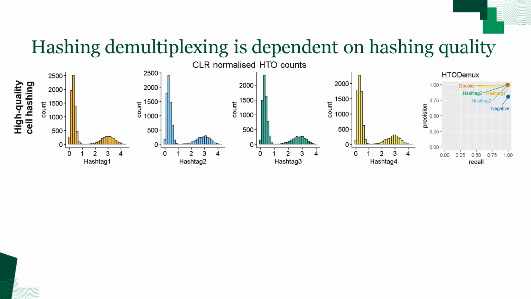So we expect the performance of hashing demultiplexing algorithms to be dependent on the hashing quality. So here we've simulated some hashing data for 4 groups, hashtag 1, 2, 3, 4, as well as some doublets and negatives. We can tell it's quite good quality data because we see very good separation between the signal and background distribution. We applied HTODemux, a popular demultiplexing algorithm, here, and we see really good precision and recall across groups 1 to 4 and the doublets, but to a lesser extent the negatives. But overall, very good performance.